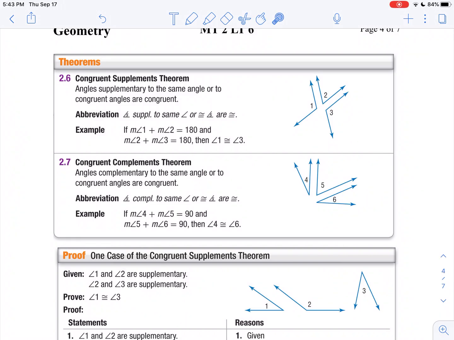In the fourth part of our seminar, we're going to be looking at two theorems. They're very similar. They're the congruent supplements theorem and the congruent complements theorem. Let's start with the congruent supplements theorem.